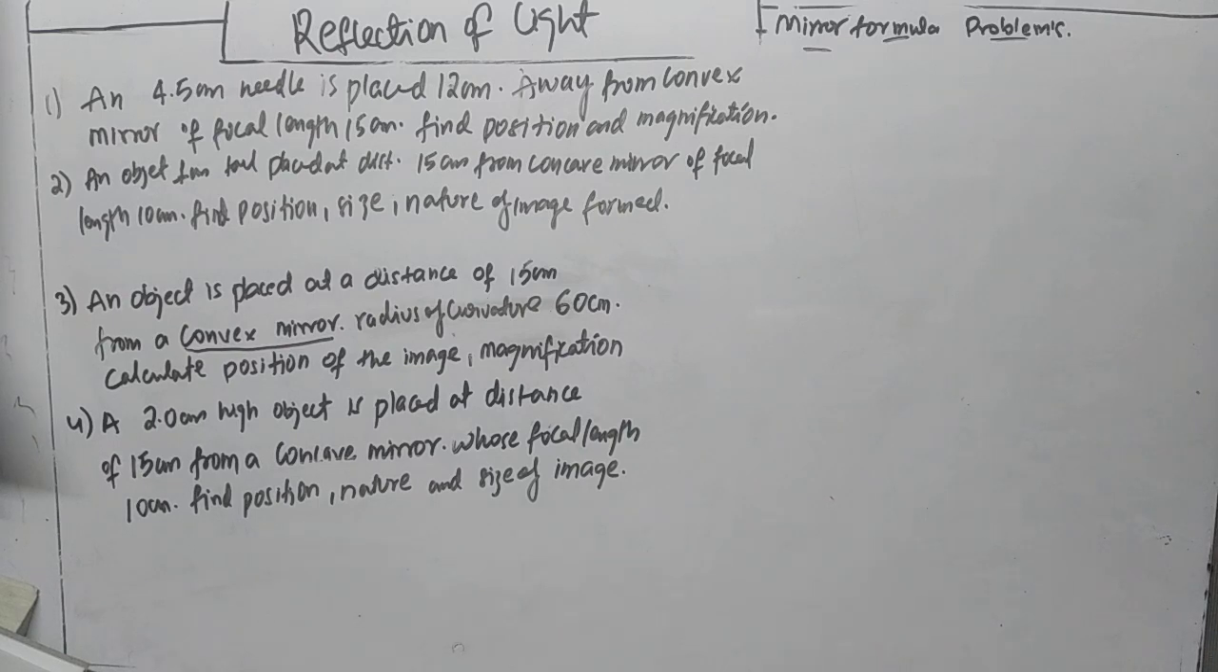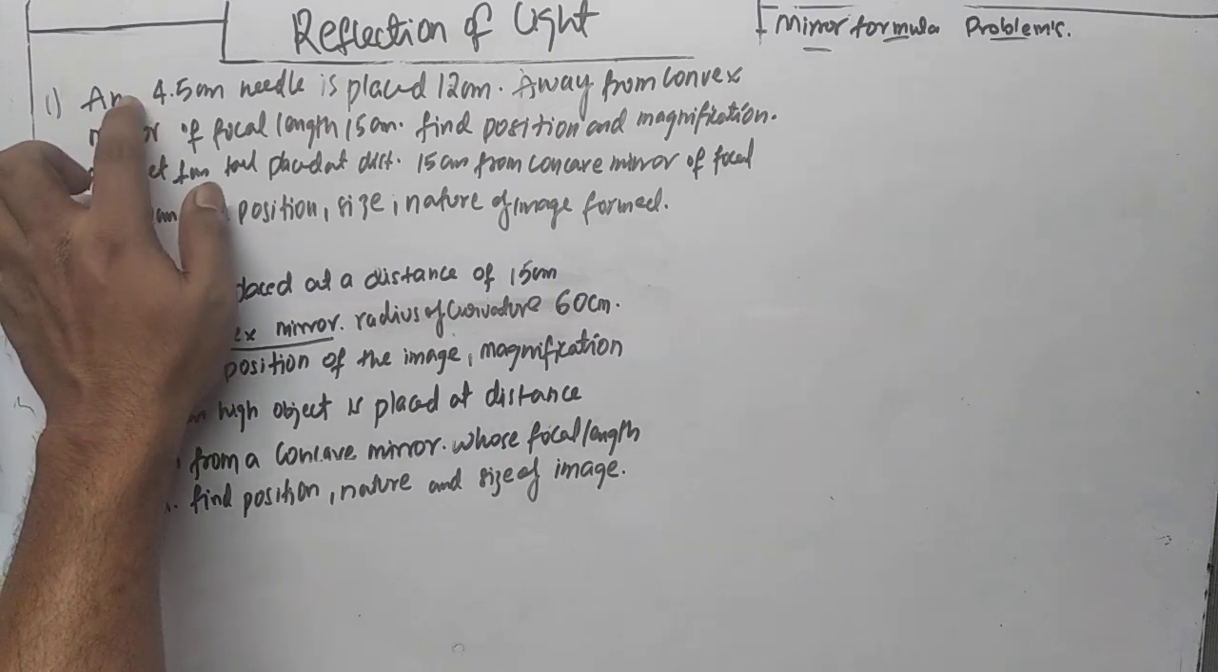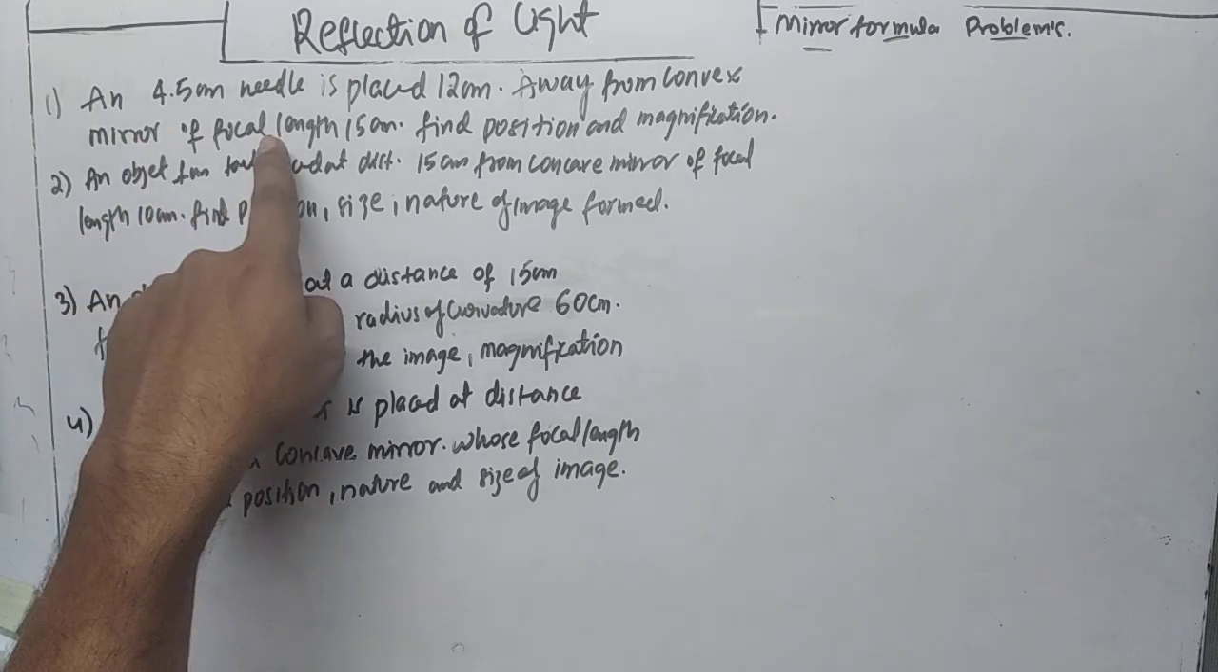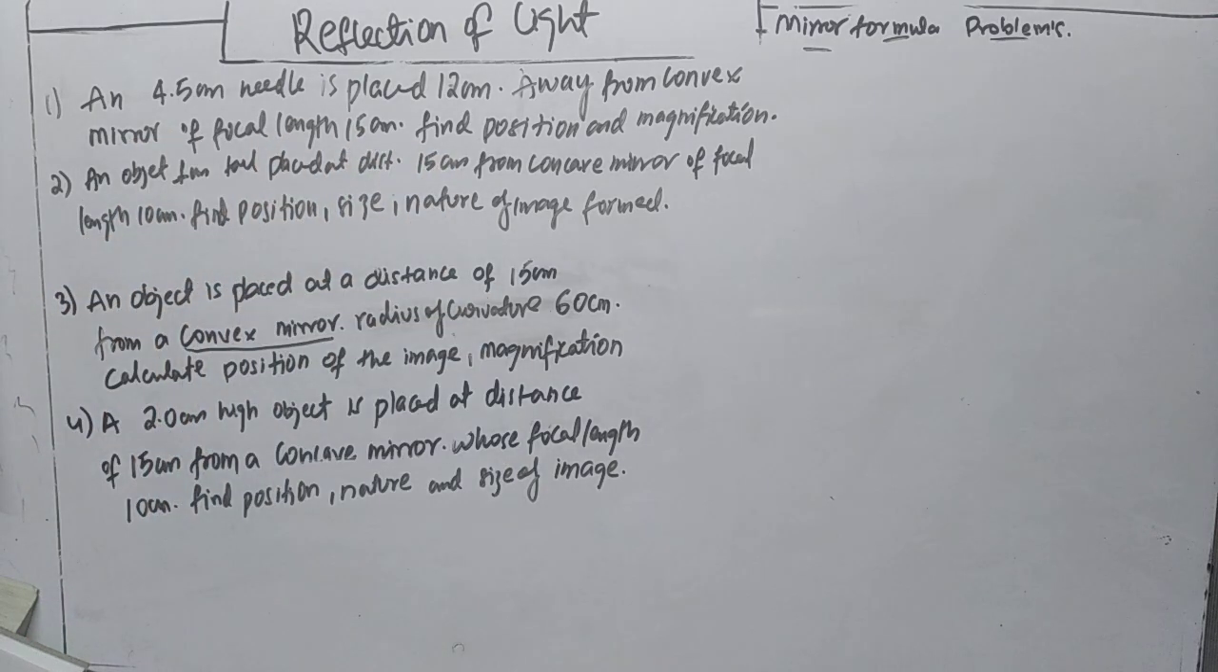In the previous video I explained some questions. Today I am explaining some questions which were asked in your exam. The first question is: a 4.5 centimeter needle is placed 12 centimeter away from the convex mirror. Focal length is given. Find the position and magnification. It's very easy. I will write the given data, and you find the answers.